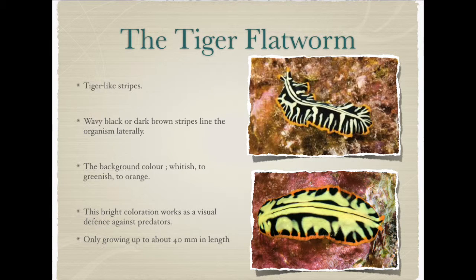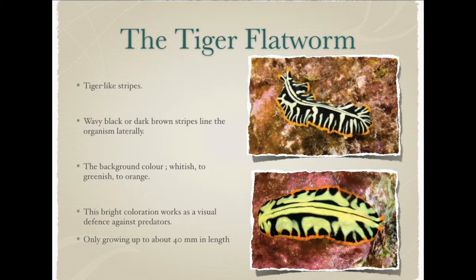The tiger flatworm is identified by obvious tiger-like stripes and coloration. Wavy black or dark brown stripes line the organism laterally from the center of the dorsal surface to the edge, and usually end in a black dot. The background color of the animal can vary from whitish to greenish to orange.